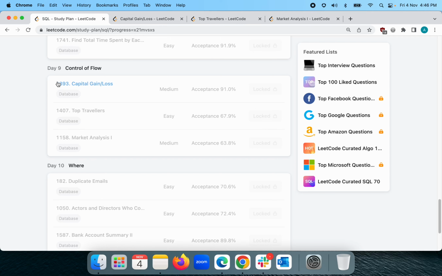So today we need to solve these three questions. What I've done is I've opened all these three questions in new tabs. Okay, so let's start with the first question, that is Capital Gain/Loss.